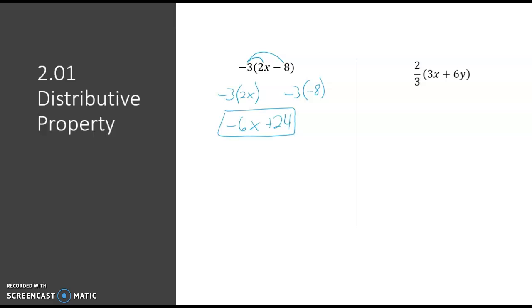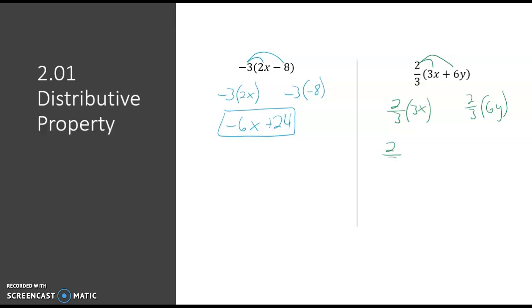Now if we had a fraction, okay, we do the same thing here. So we're still going to multiply that 2/3 to both of our numbers inside of our parentheses. So it'd be 2/3 times 3x, and then 2/3 times 6y. Remember when you are multiplying fractions that you multiply the tops straight across and the bottom straight across.